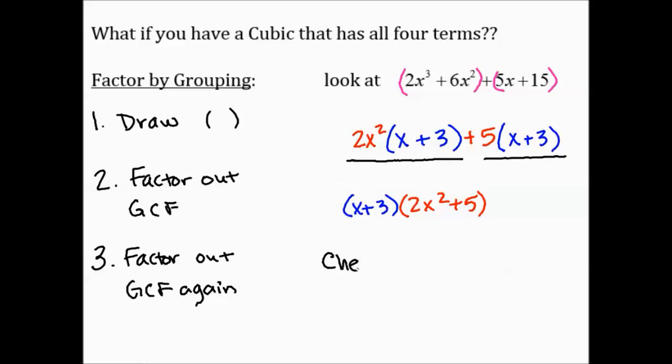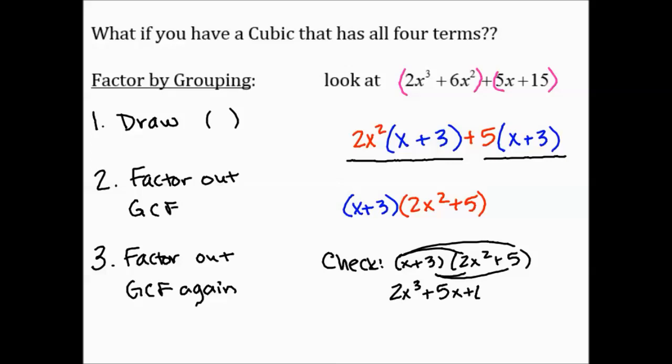And we can check our work by double distributing. So if I multiply x to both terms in the second binomial, I get 2x cubed plus 5x. And then if I distribute the 3 to the second parenthesis, I get 6x squared plus 15. So by rearranging the terms, I end up with exactly what I started with. So we have checked our work.